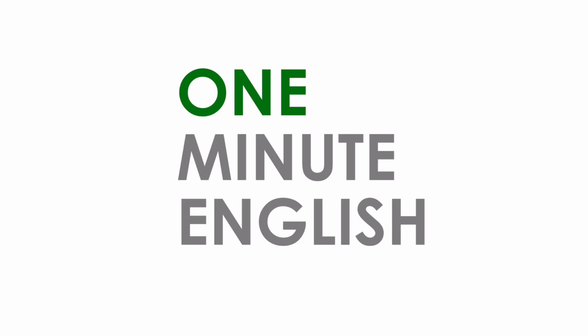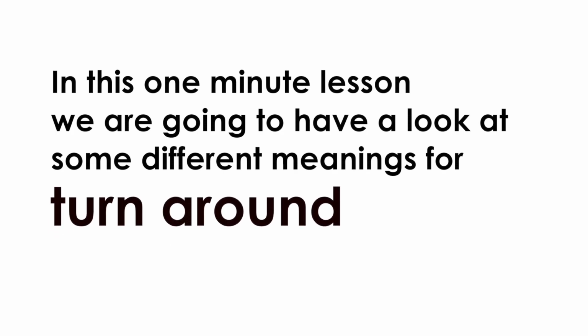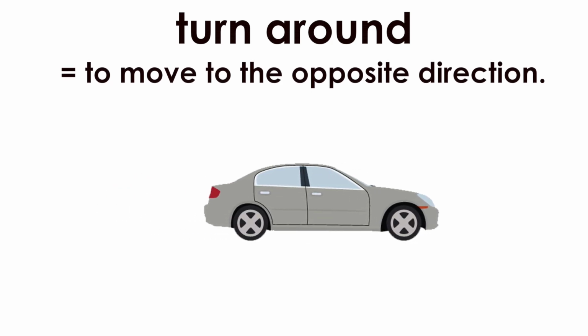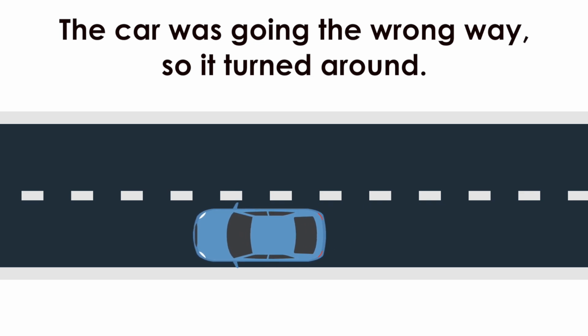1 Minute English. In this 1 minute lesson, we are going to have a look at some different meanings for turn around. Turn around means to move to the opposite direction. For example, the car was going the wrong way, so it turned around.